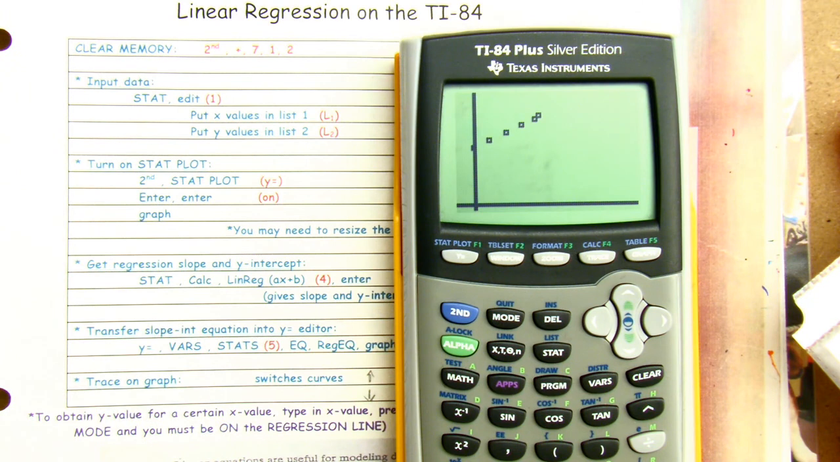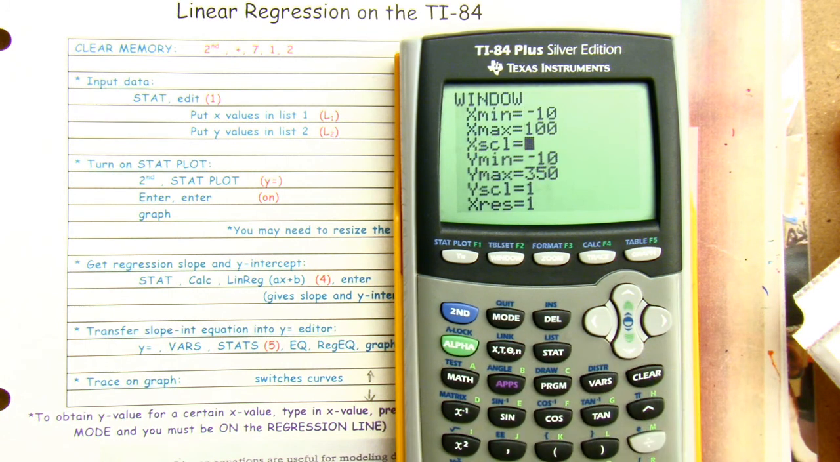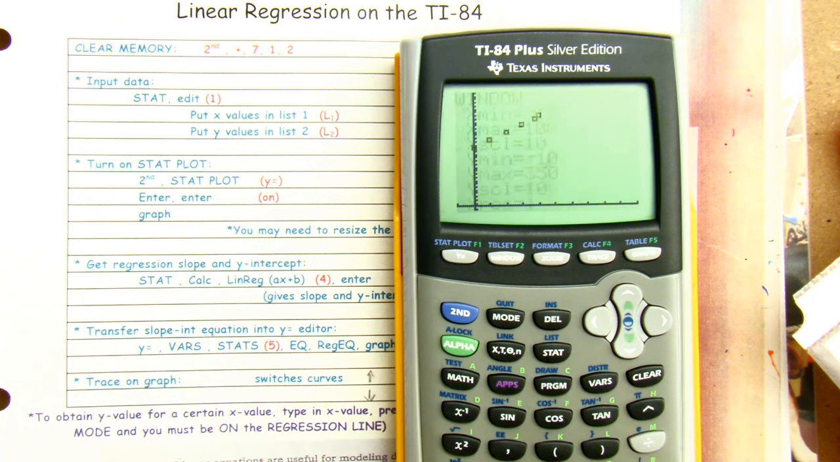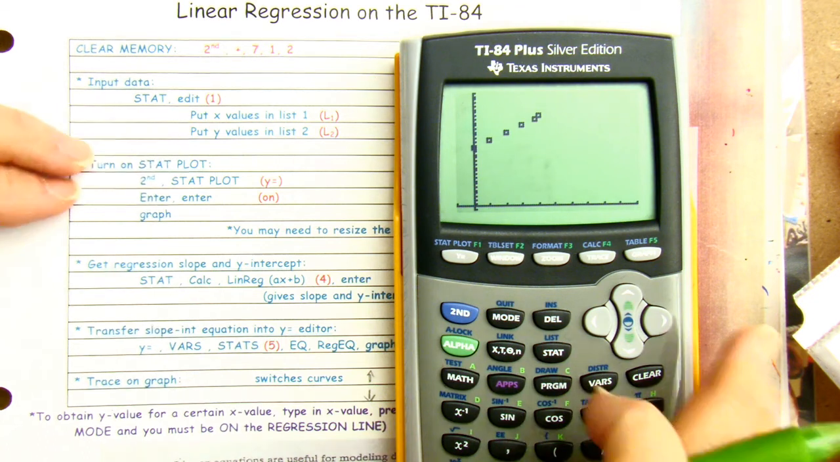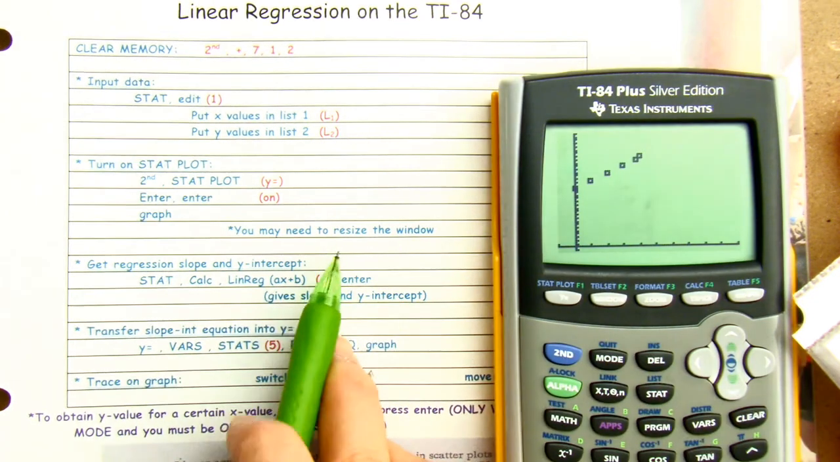Okay, if you want this to look a little bit better, I don't know, we could go into the window and change the scale to go by tens instead. Let's see if that makes a difference. Not really. It is what it is. All right, so here it says you may need to resize the window. You need to take into consideration your data.